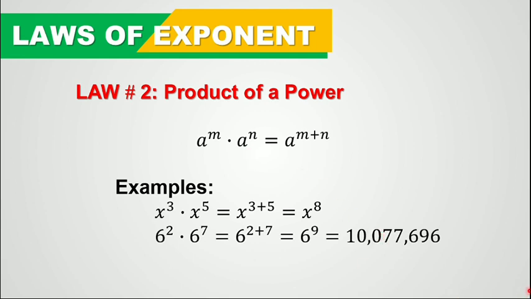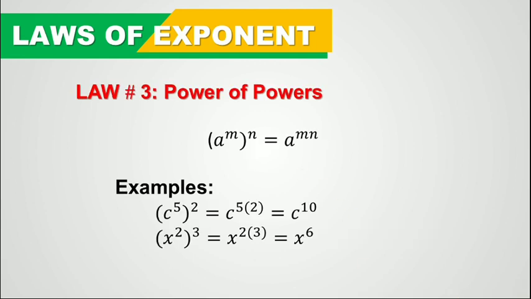Now let's proceed to the third law of exponent, which is the power of powers. So for instance, we have here a to the power of m, and then we enclose this inside a parenthesis, and then it is raised to a power n. So all you have to do is to multiply the exponent of the base and the power. So m times n, that is equal to mn.